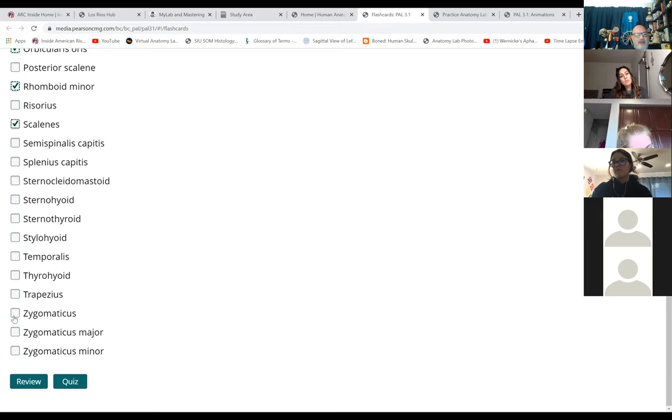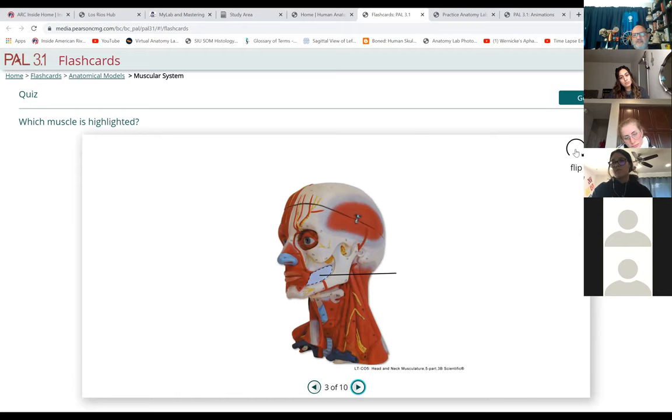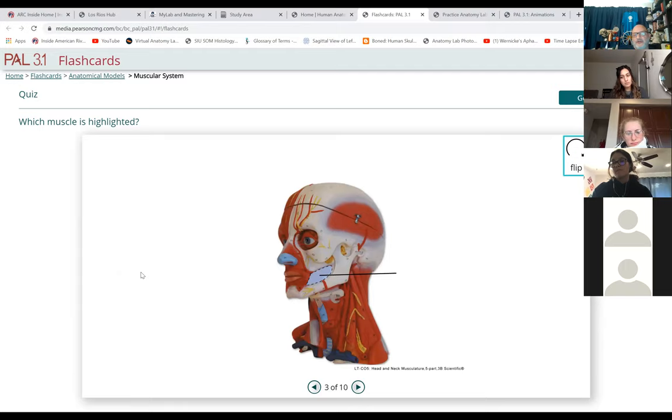that you're responsible for, and you can review and quiz where it will show you these things, and you have to see whether or not you get them right. So you can try to guess what that is and flip to see if you get it correct. I think that's the temporalis. Wrong. Right. Exactly. And so you can go through these things and learn that. So it is a great tool and a great resource.